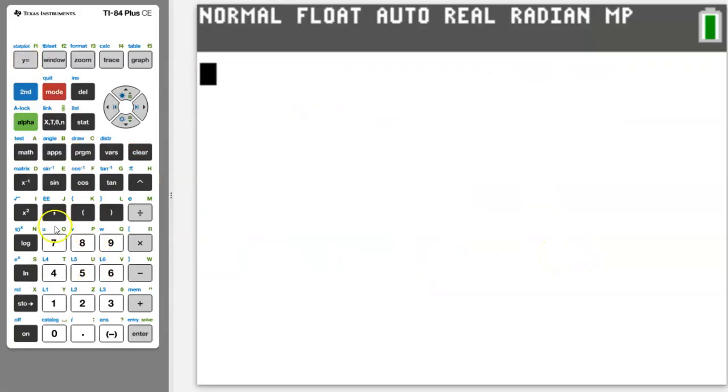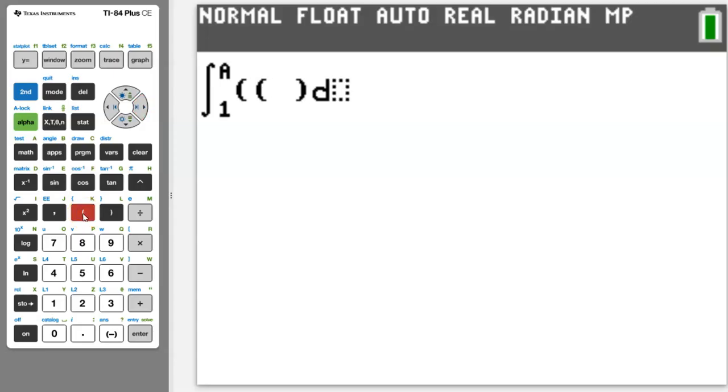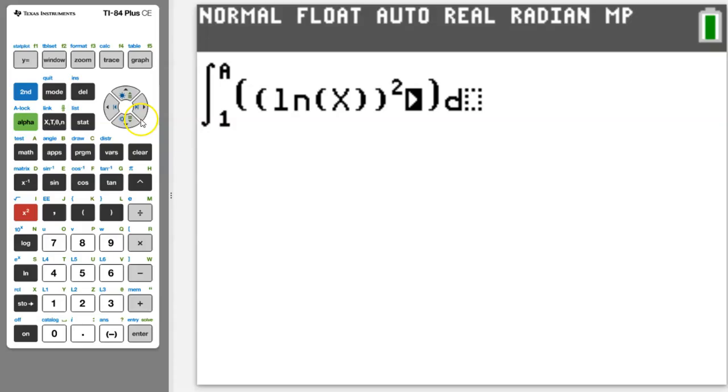For the integral, we hit Math 9, and we are integrating from 1 to A. Because we need to square natural log x, I'm going to put some extra parentheses in here. And now I have natural log x, and I'm closing the parentheses so I can square it.